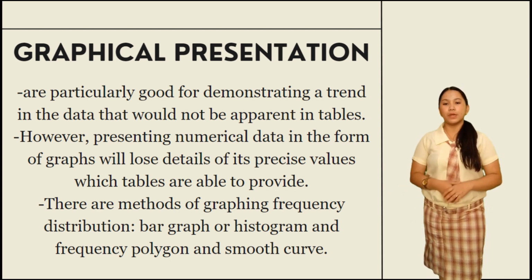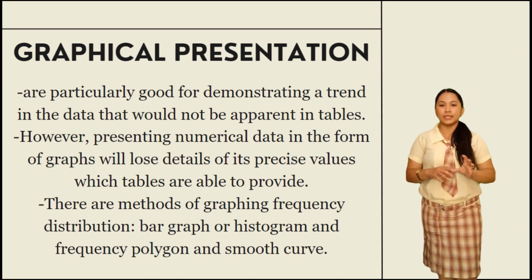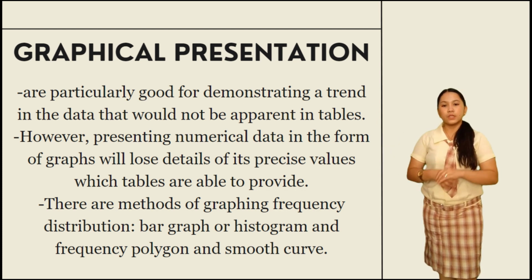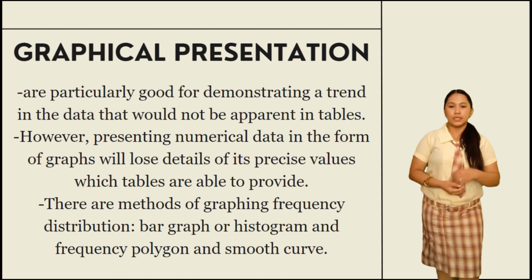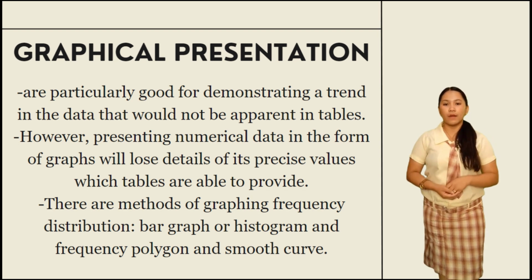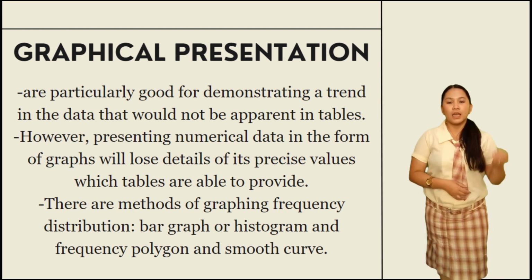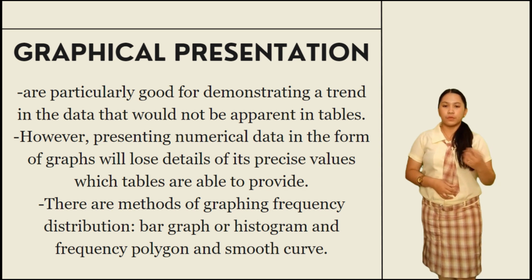However, presenting numerical data in the form of graphs will lose details of its precise values, which tables are able to provide. The scores expressed in a frequency distribution can be more meaningful and easier to interpret when they are graphed. There are methods of graphing a frequency distribution. Examples are bar graphs or histograms, and frequency polygons and smooth curves.